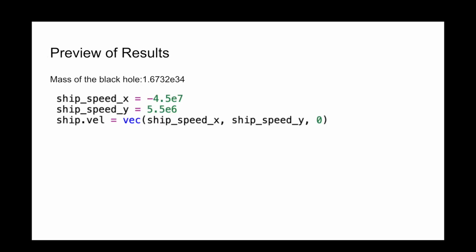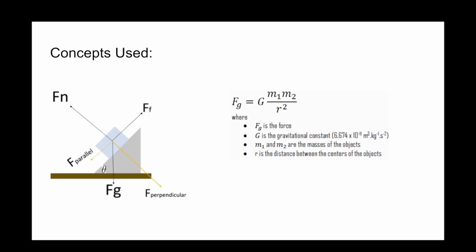So for the preview of the results, the mass of the black hole was 1.6732 e to the 34, and then we had to use assumptions and play around to find these numbers, but this is what I got for the ship's velocity. So the concepts used on the left, this is a concept that we used for the first part of the lab, where F net is equal to F parallel and F perpendicular. And that was used to find the mass of the black hole.